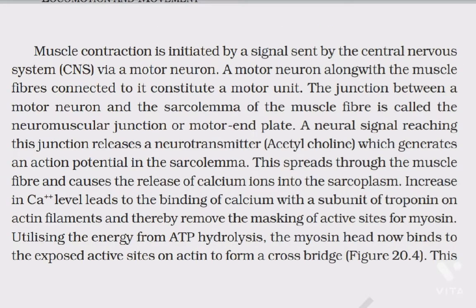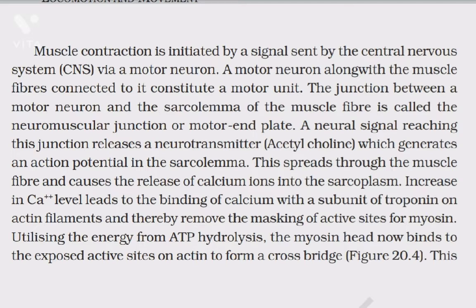Muscle contraction is initiated by a signal sent by the central nervous system (CNS) via a motor neuron. A motor neuron, along with the muscle fibers connected to it, constitutes a motor unit. The junction between a motor neuron and the sarcolemma of the muscle fiber is called the neuromuscular junction or motor end plate. A neural signal reaching this junction releases a neurotransmitter, acetylcholine, which generates an action potential in the sarcolemma.